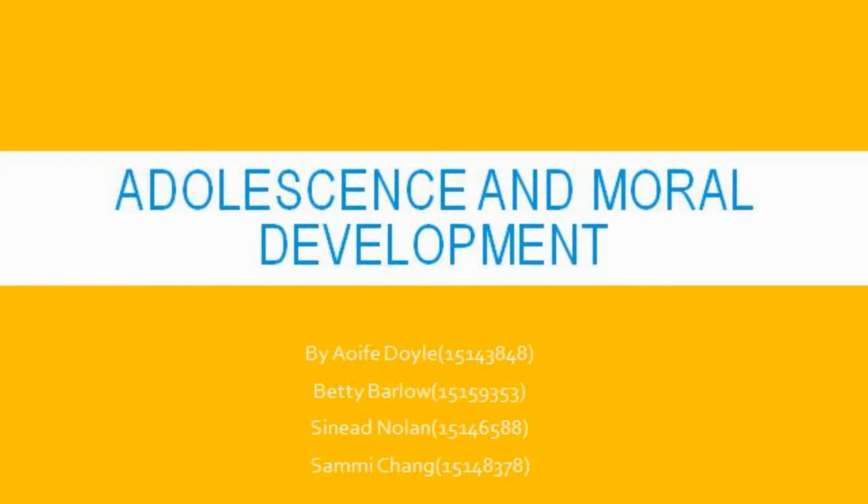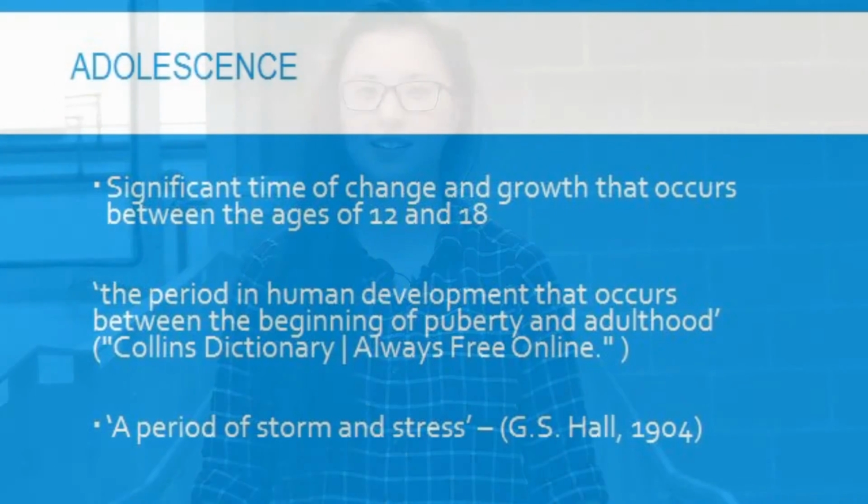Adolescence and Moral Development, created by Aoife Doyle, Betty Barlow, Sinead Nolan and Sammy Chang. Our aims for this podcast are to define moral development in adolescence, to illustrate the key theorists in this area, to explain what is meant by the Heinz dilemma, to perform a modern-day scenario of the Heinz dilemma, and to illustrate and explain Milgram's experiment.